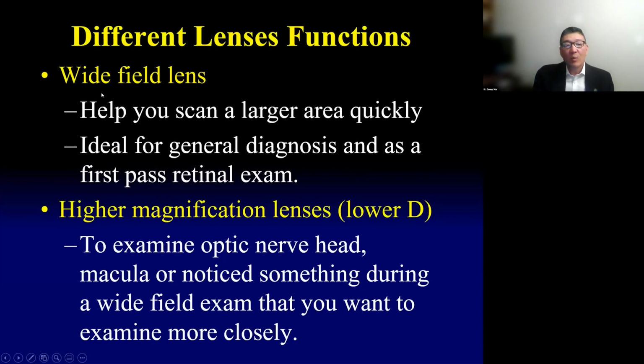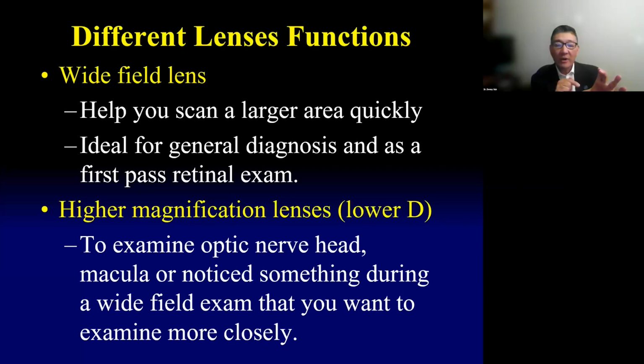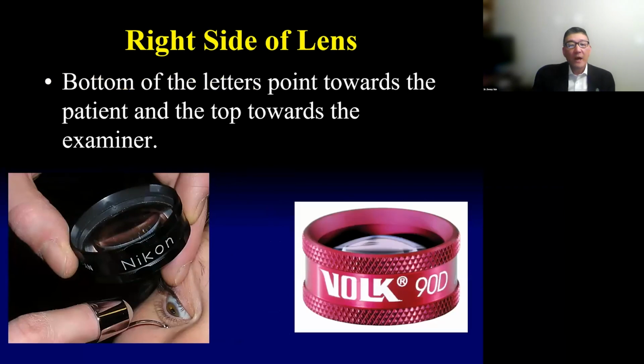For example, the wide field lenses can help you to scan a large area quickly and are ideal for general diagnosis as a first pass. And then higher magnification or the lower diopters, as we have talked about. If you want to see a very particular area, like the optic nerve or the macula or a retinal lesion, then you could use a lower diopter lens with the higher magnification. And of course, if you're using a slit lamp, then these rules change.